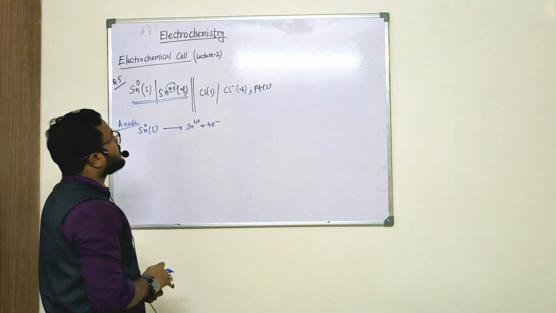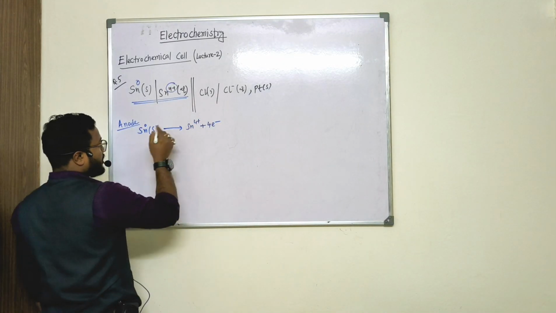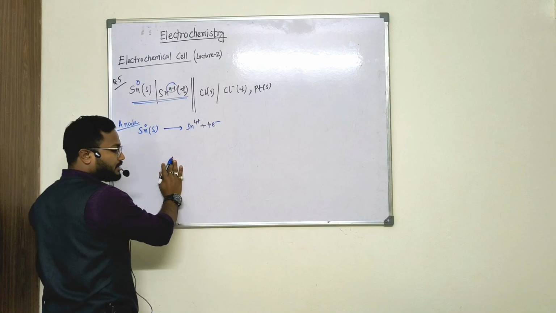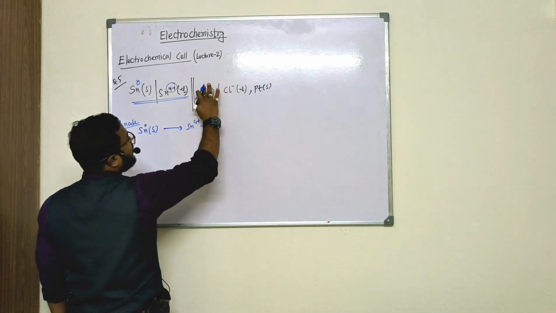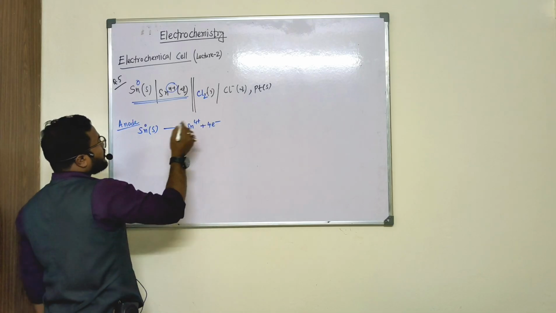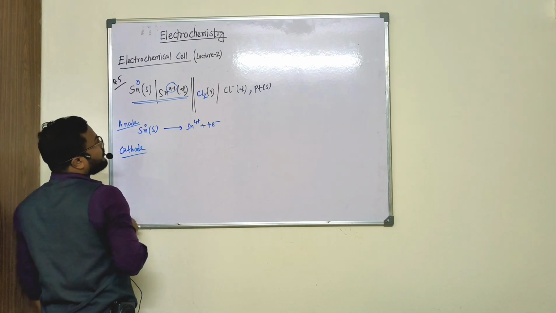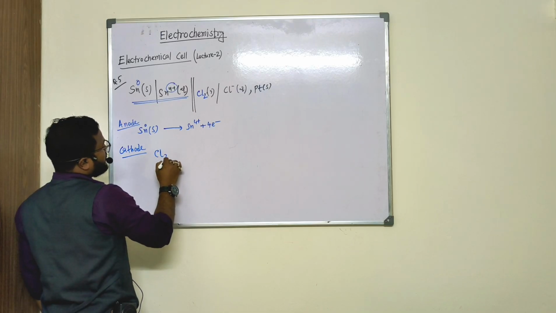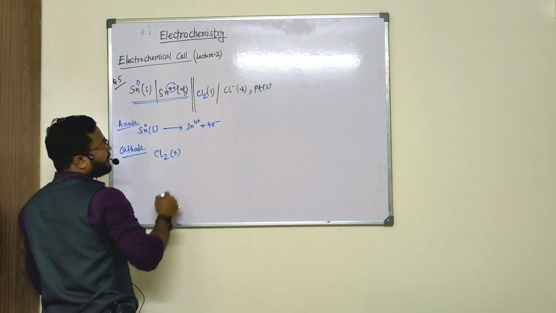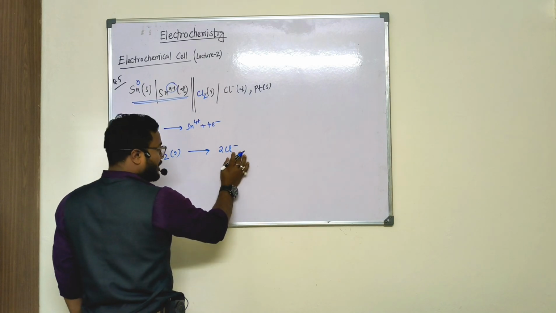Now what is the reduction reaction? Chlorine transferred to Cl-. In the case of chlorine, if they are giving gas, it would be a wrong question; they have to give Cl2 gas. So I am writing next, the cathode reaction. For the cathode, Cl2 gas is represented going to 2Cl-, it becomes negative.